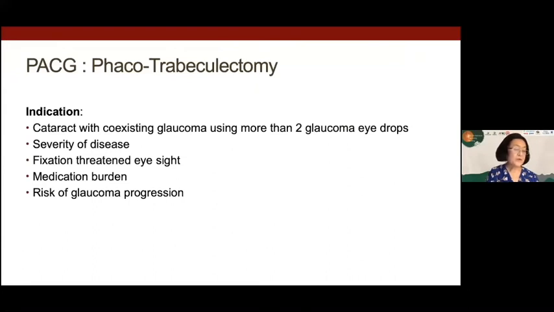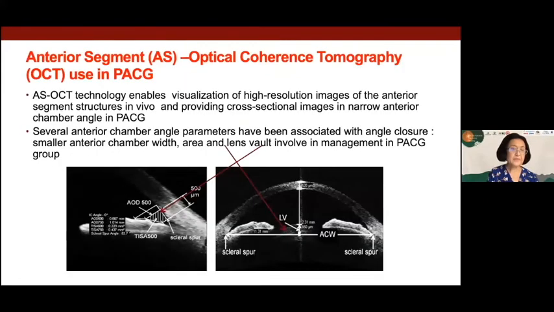Another treatment option for patients with glaucoma coexisting with cataract is combined phacotrabeculectomy surgery. The indications suggest glaucoma coexisting with cataract, accompanied by the use of more than 2 glaucoma eye drops. We also have to consider the severity of the disease and the eye which has fixation threatening the eyesight, increasing the risk of glaucoma progression.